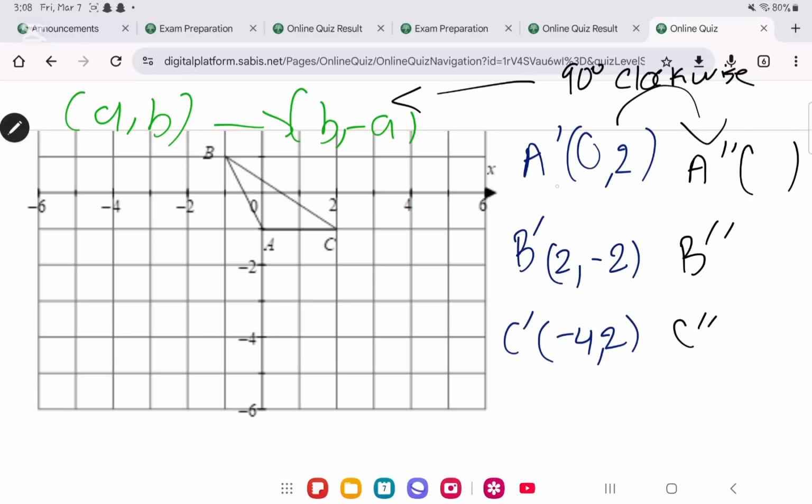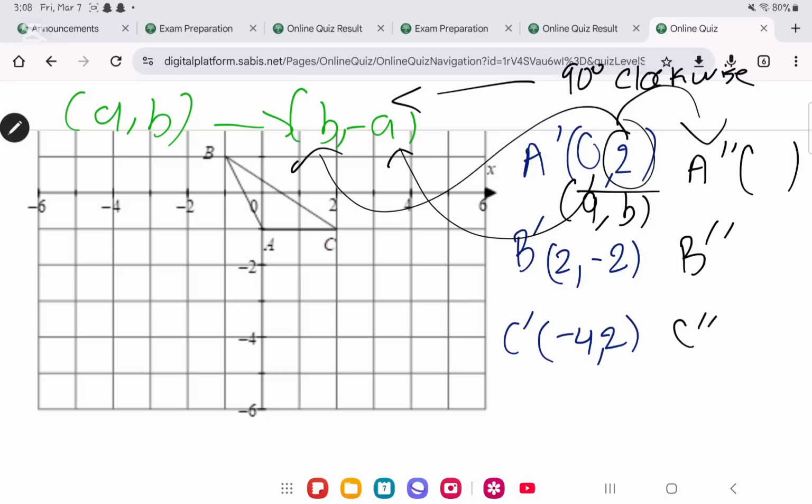So if A prime, in A prime, its A is 0 and its B is 2, that means for A double prime, its B is gonna go first, and then you're gonna take minus of its A. So we know that its B is 2, so A double prime is gonna be 2 first, then you do minus 0, which is just 0. So you have a new point, A double prime, which is (2, 0). After this, for B double prime, what's gonna happen? We know that for B prime, its A is 2 and its B is -2.